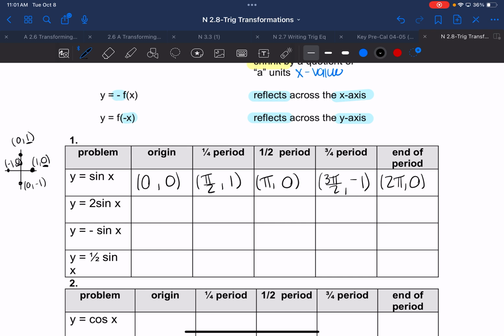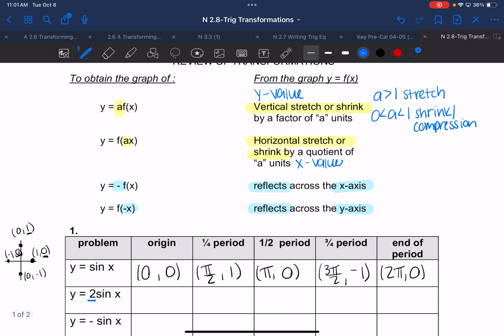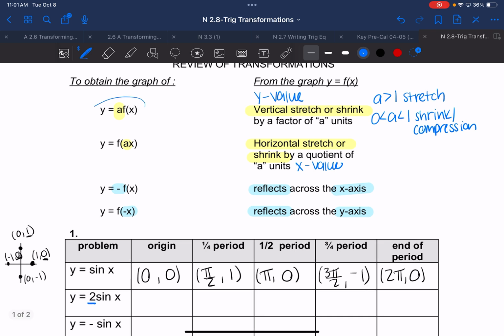And then it says, for the next line, they want us to make the change of a 2 in front of our function. Well, 2 in front of the function, that would be this rule right here, where it's in front of the function, right? And we said that this would be either a vertical stretch or shrink. Well, since the number is 2, which one's it going to be? Stretch, okay? By a factor of a units.